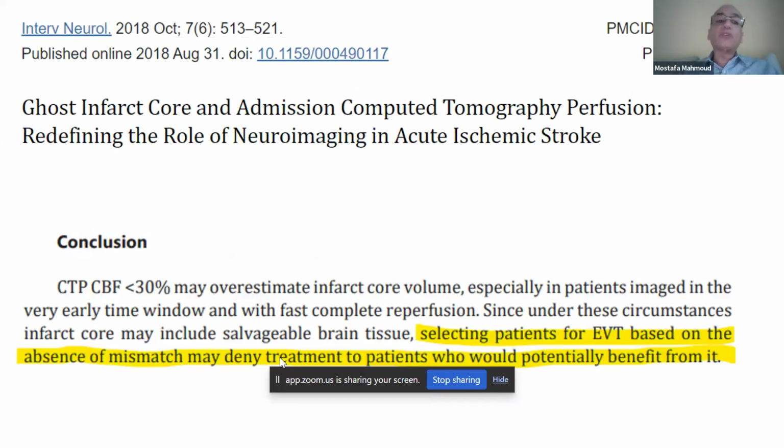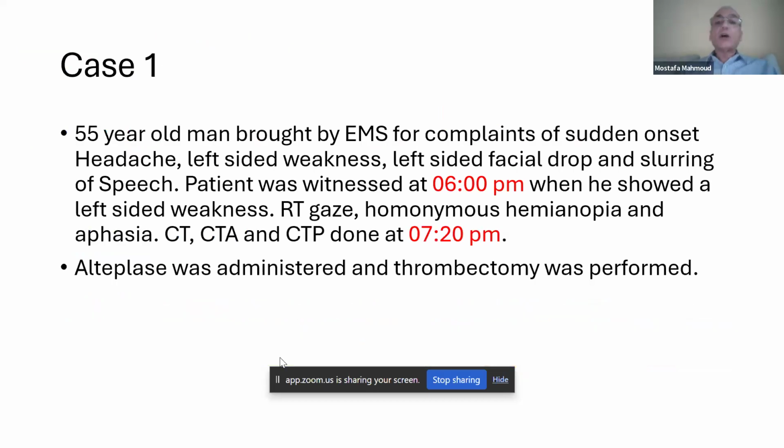So what is the importance of the ghost infarct score? Sometimes you will deny treatment. You will be reluctant to offer treatment to candidate patients if you are depending solely on the CTP, and you will be misled probably by the exaggerated CBV. So let's go and review our cases.